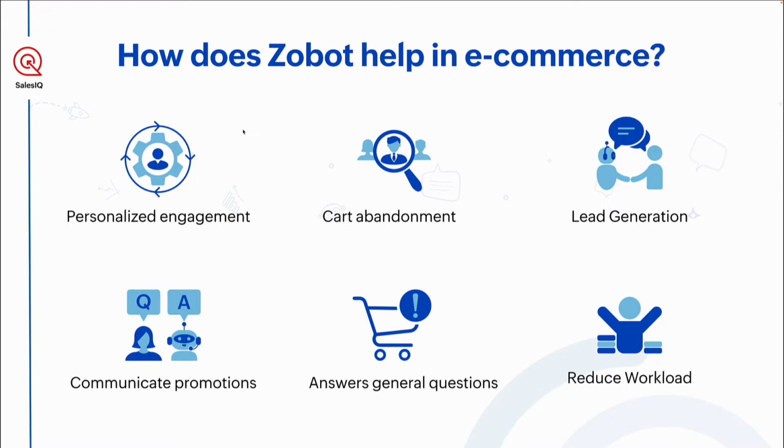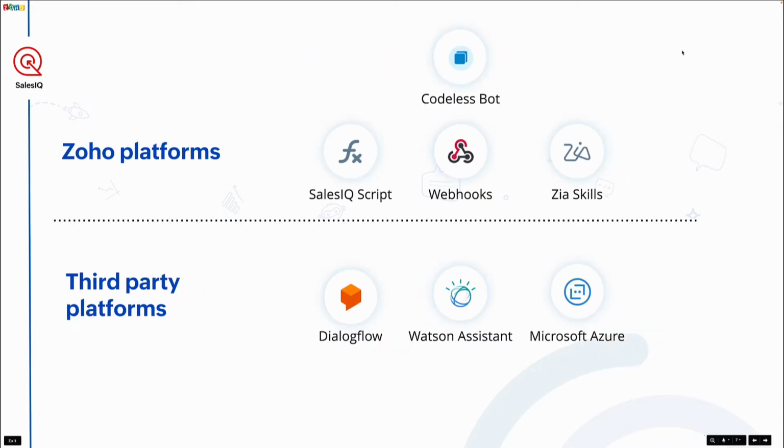Zobot is entirely user-based, meaning it acts according to how you build and define it. It is highly customizable and it can be programmed based on whatever trend and business criteria you have. SalesIQ offers 7 different platforms to build bots.